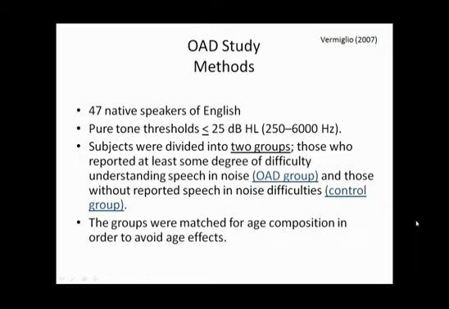Then we just asked the subjects, do you ever have difficulty recognizing speech in noise, such as a crowded restaurant or your cousin's wedding? And if they said yes, to some degree, that they struggle to hear speech in noise, we put them in the OAD group, or the obscure auditory dysfunction group. So normal audiogram and a complaint that they're struggling to hear speech in noise. That was that group. And then the control group was everybody else, so all with normal audiograms, and they reported that they did not have difficulty recognizing speech in noise.